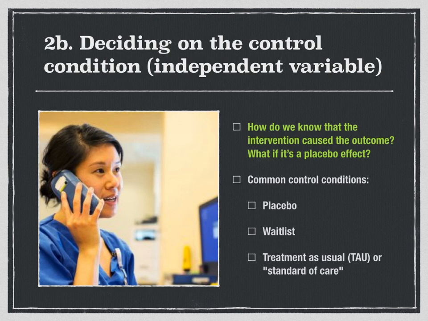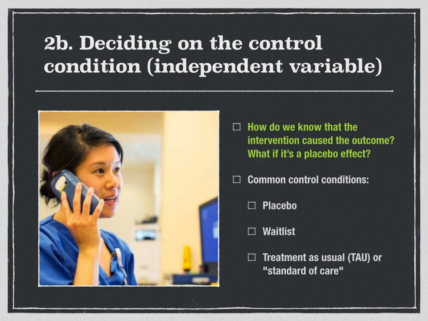Or maybe it was just their expectation to have a better outcome that resulted in the better outcome. In other words, how do we guard against the placebo effect? To ensure that the intervention is the only variable causing the outcome, we use a control condition. This is the condition without the intervention's active ingredient.